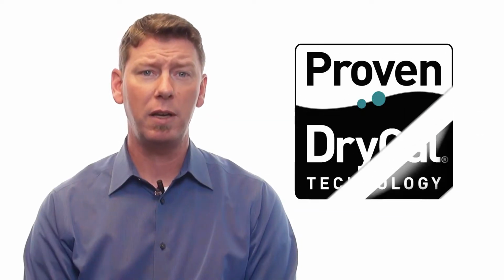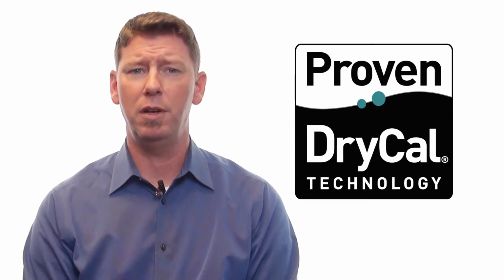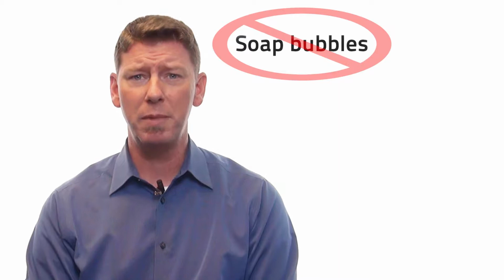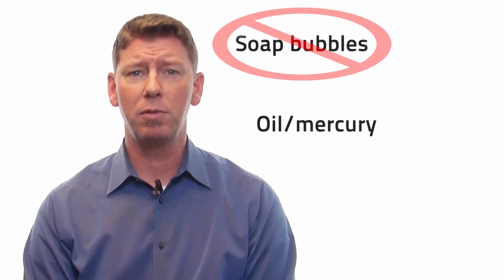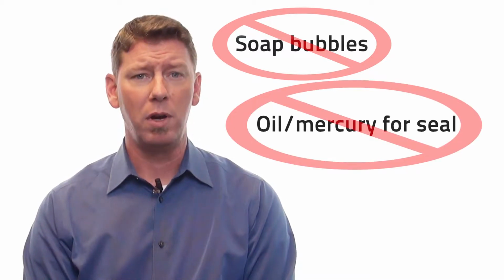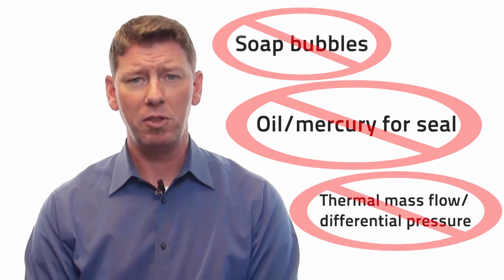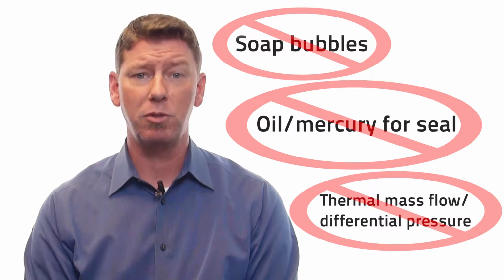Mesa's proven DryCal technology is a revolutionary piston-prover gas flow measurement system. DryCal technology doesn't rely on soap bubbles for measurement, oil or mercury to form a gas-tight seal, or non-primary thermal mass flow or differential pressure technologies that must be backward calculated to obtain volumetric flow.